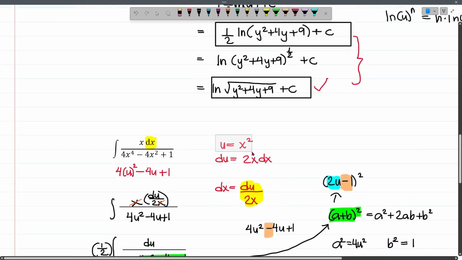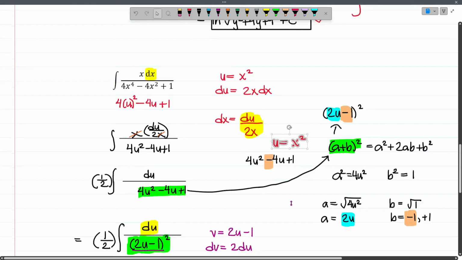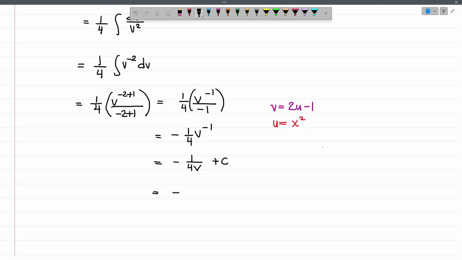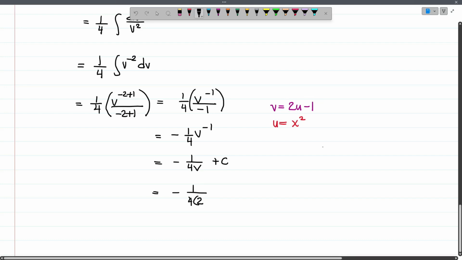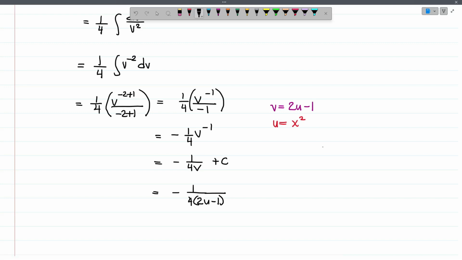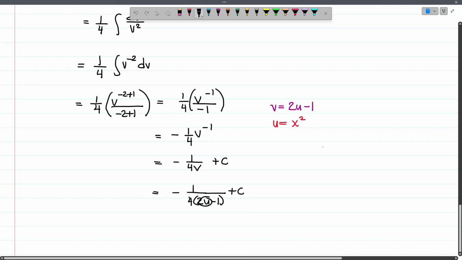Our u was x squared. So we'll also copy this one. And so here, we have minus 1 divided by 4. And then our v is 2u minus 1. So this is 2u minus 1. And then plus c. And then we'll change u into x squared.